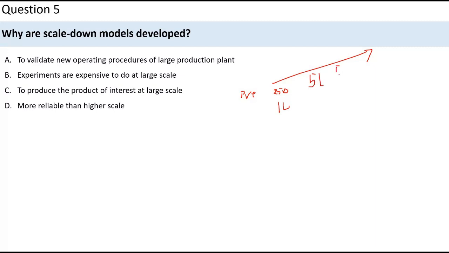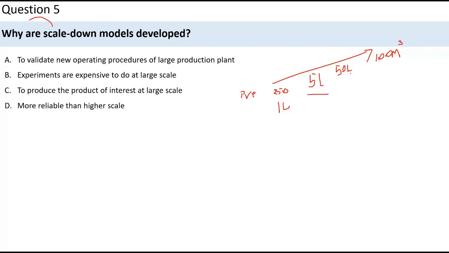From there, your pilot scale comes, which is 50 liter, and then it will go for the large scale, which can be 100 meter cube. So this is scale up. This is what we do. We will see how it works in the lab scale, which is your 5 liter reactor.